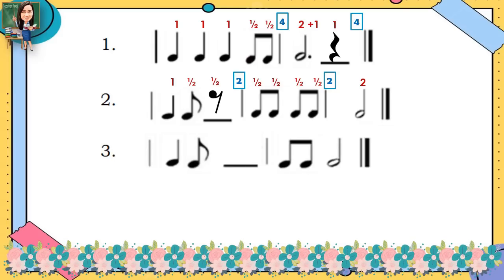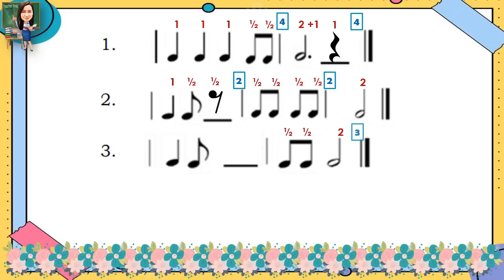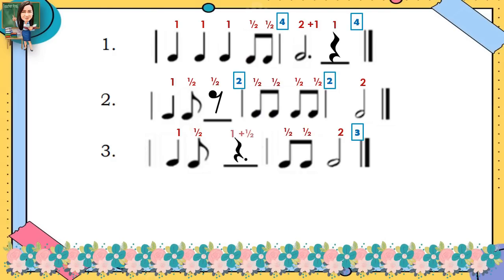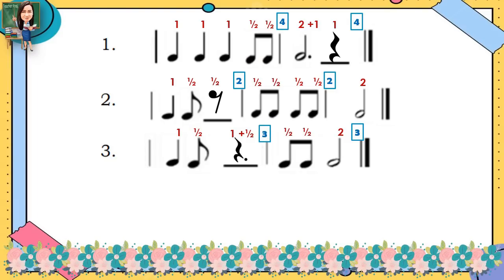Number 3. There are 2 measures. Let's read first the second measure. 2 eighth notes have 1/2 each, and the half note has 2 beats. The total is 3. So this is 3/4 time signature. For the first measure, quarter note has 1 beat, and eighth note has 1/2 beat. So we need 1 and 1/2 more beats. The rest that has 1 and 1/2 beats is a dotted quarter rest. Quarter rest has 1 plus the dot is 1/2 equals 1 and 1/2. That means this is 3 beats.